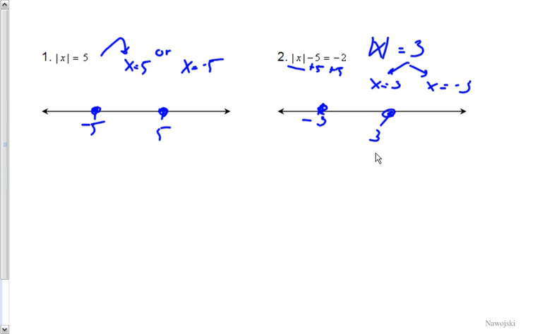There are two solutions to this. And if you check it, the absolute value of 3 is 3 minus 5, which is -2. The absolute value of -3 is 3. So 3 minus 5 is -2. All right, move along to the next ones.